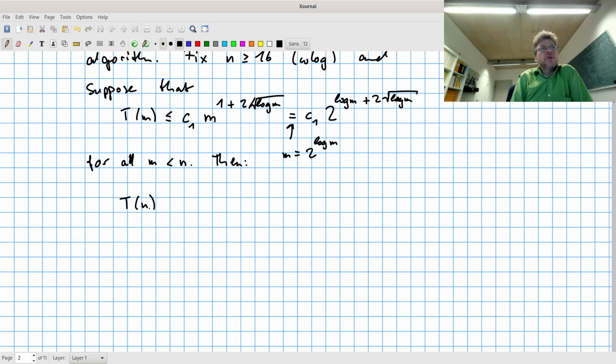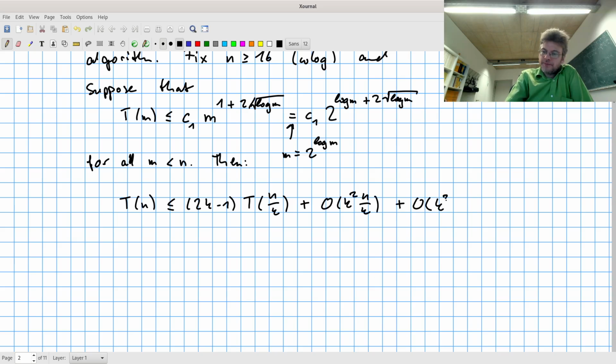Yeah, we have to go into the recursion that describes the structure of the algorithm. The structure of the algorithm is that it will say, so this is bounded by 2k minus 1 times t of n over k plus O of, well, we had the k square n over k plus O of k square. Now this term here is the one that we had before.